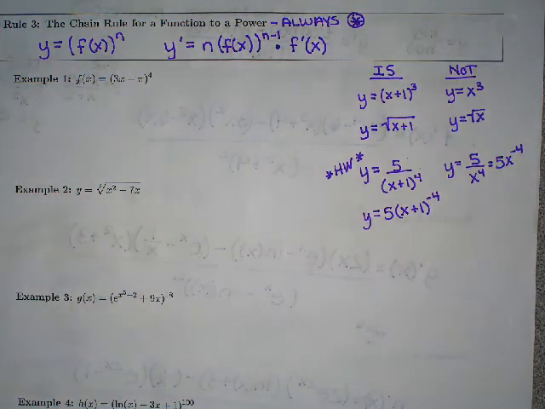So chain always has multiplication. So how I'd say this rule is: bring down the power, keep the original inside, raise it to a new power by subtracting 1, and then multiply by the derivative of the inside. Our shortest of our long rules.